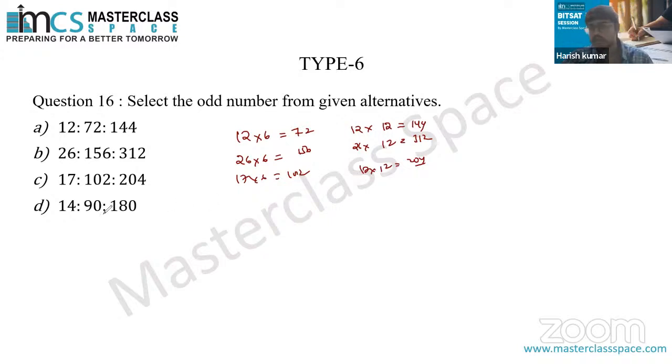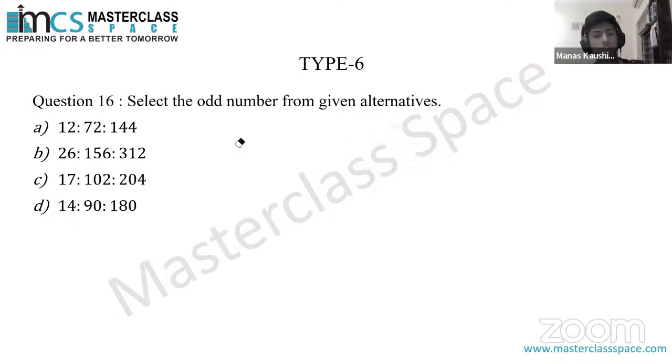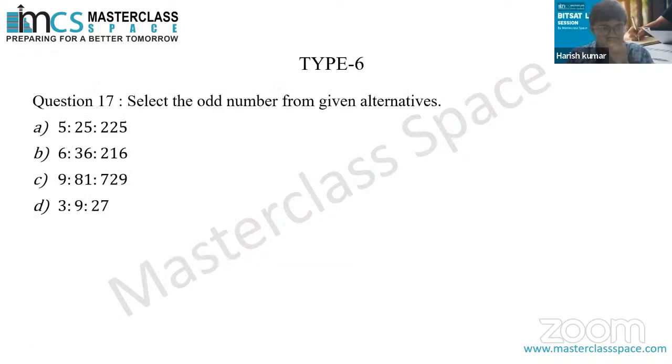And again, here the logic is not the same, right? 14 into 5 is 70 or 14 into 6 is 84, right? It's not the same logic. So option D is the right answer. Sir, also 12 into 6 is 72 and 72 into 2 is 144. Right, absolutely correct. You can use that logic as well.